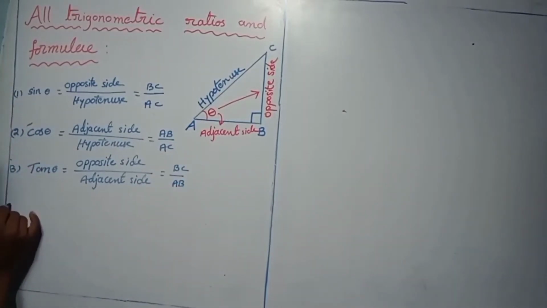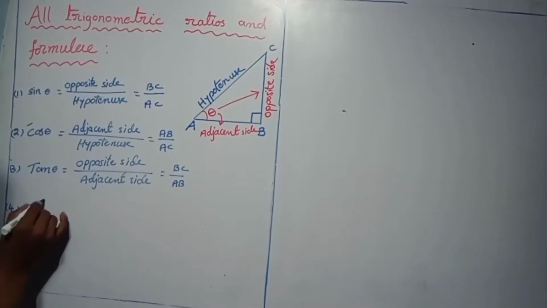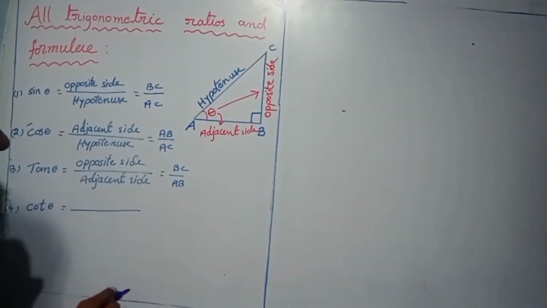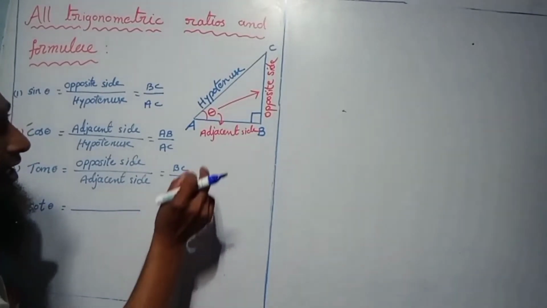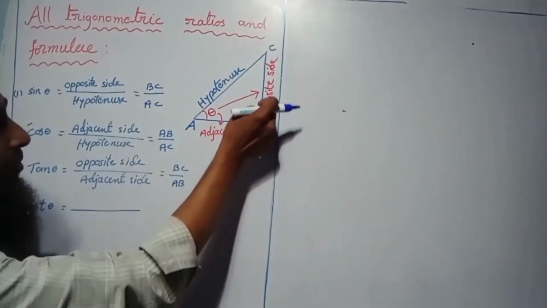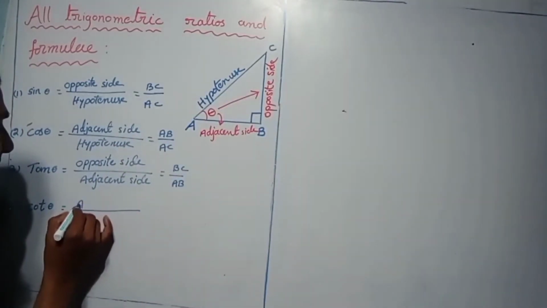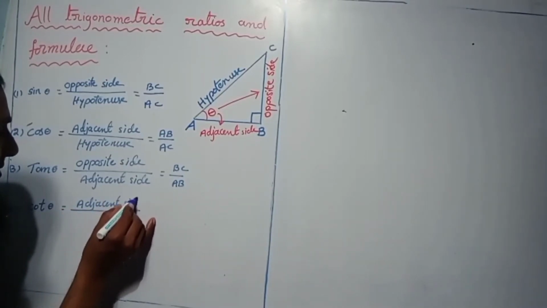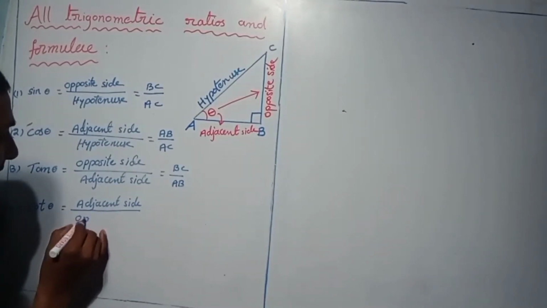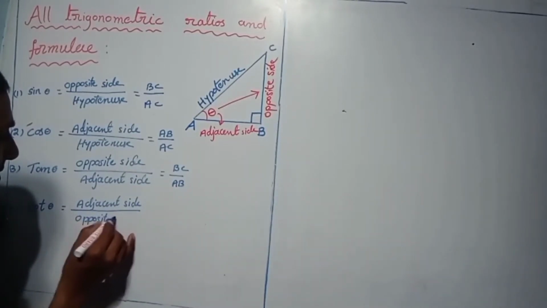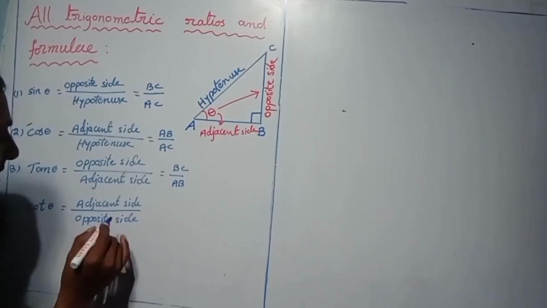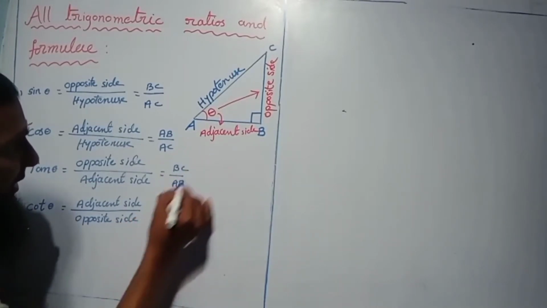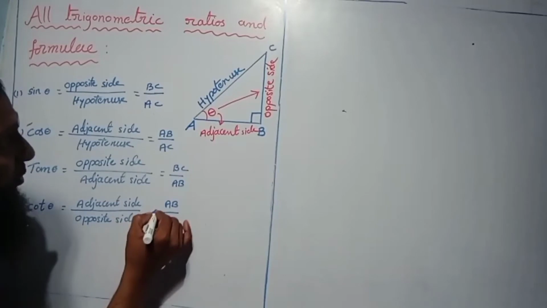And come to the fourth one, cot theta. It means cotangent. Cot theta means the ratio of the adjacent side and the opposite side. So adjacent side means AB, opposite means BC.